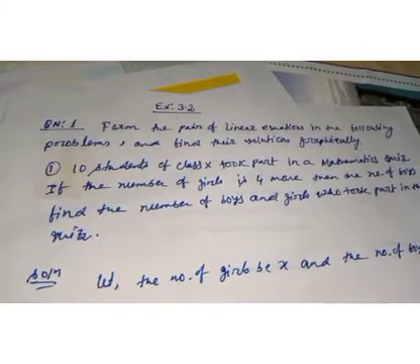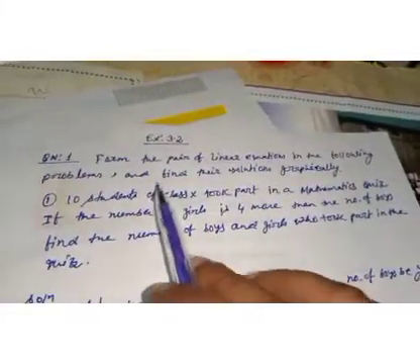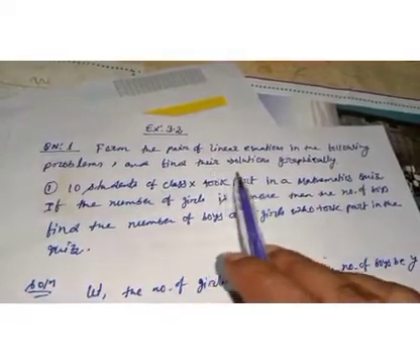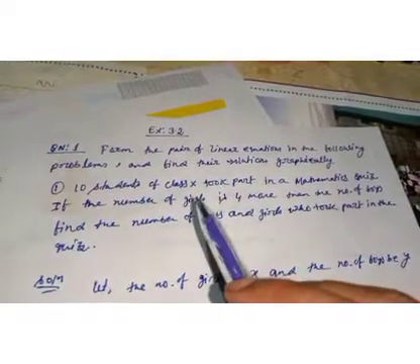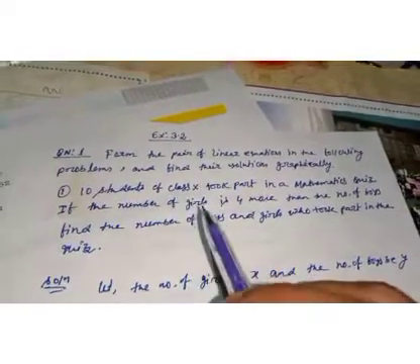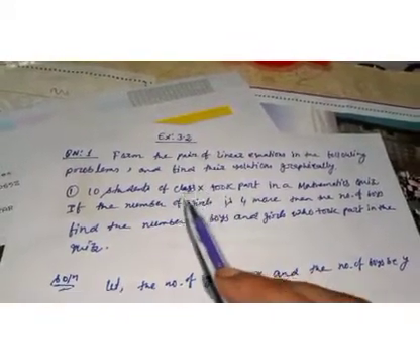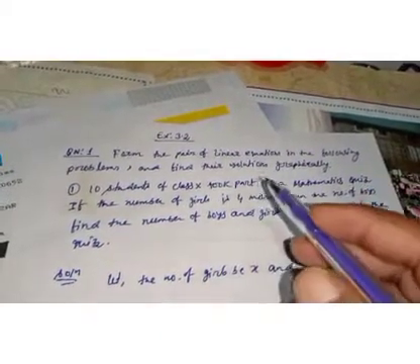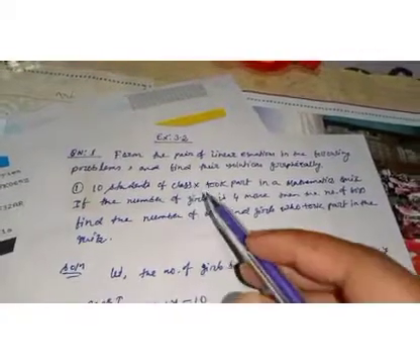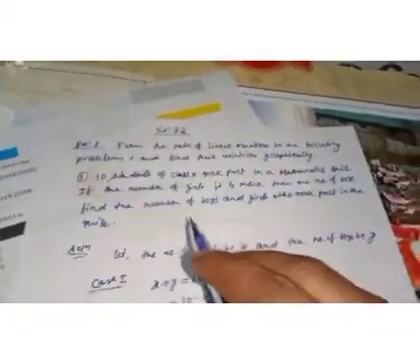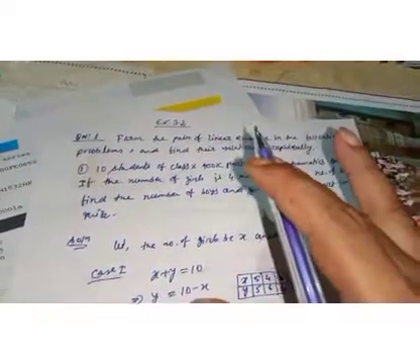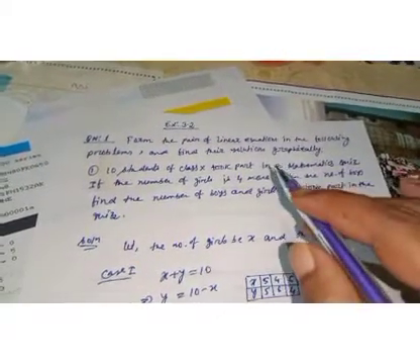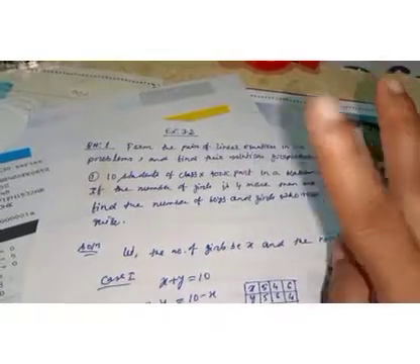Now exercise 3.2. Question number 1. Form the pair of linear equations in the following problems and find their solutions graphically. Means you need to make the equations from this statement, from the information given here, and after that you need to find the solution and plot it on the graph. For each equation you will get infinitely many solutions, and you need to find out 3 solutions. After that you need to plot these points on the graph, and this pair of linear equations will give you an exact solution for both equations, okay?